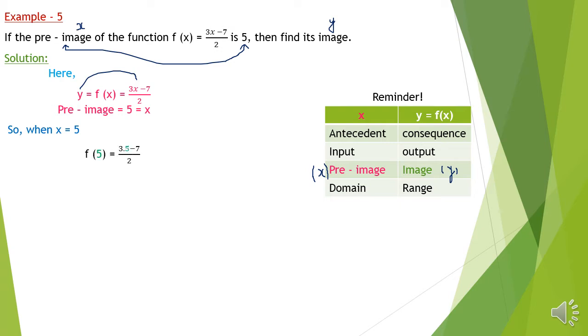Now x is replaced by 5. You can see 5 in the green color has taken the position of x, or you can say 5 has replaced x. Our input variable is x, so the input value takes the position of the input variable. 15 minus 7 is 8, divided by 2 is 4. So our image is 4. The value of y is 4.